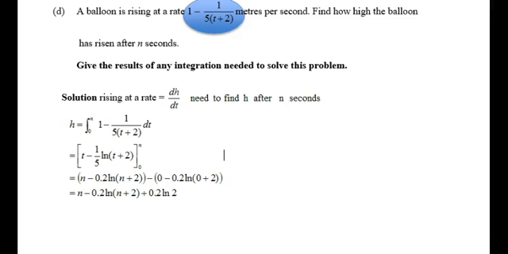This expression in the question, 1 minus 1 over 5 t plus 2, that's the dh/dt, the rate the height is changing, and we have to integrate that to find the equation for h. So I'm integrating 1 minus 1 over 5 t plus 2, and for now our time starts at 0, and so up to n seconds is our limits, 0 to n. Substituting n in place of the letter t gives us our equation here for the height.